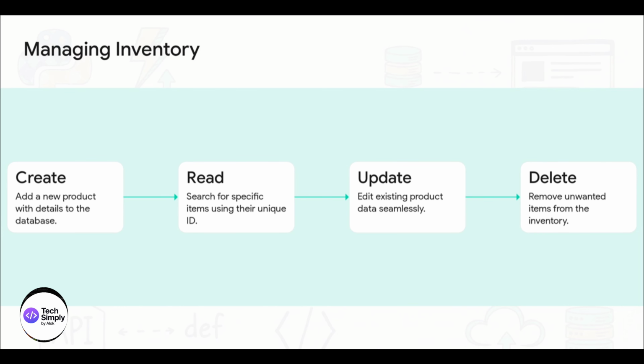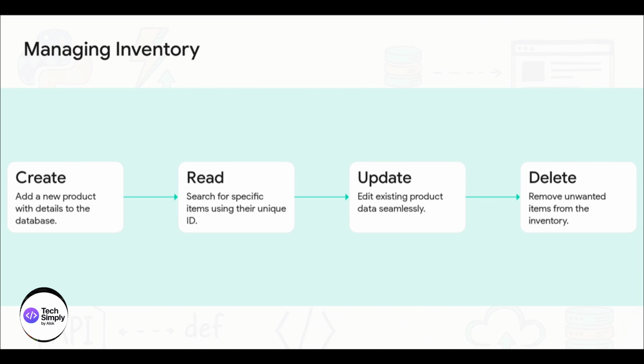First up, we create. Imagine typing into our React frontend to add a brand new product. An Asus laptop will assign it ID number 5, price it at $999 with a quantity of 12. That data shoots over to our FastAPI backend, which safely stores it in Postgres.